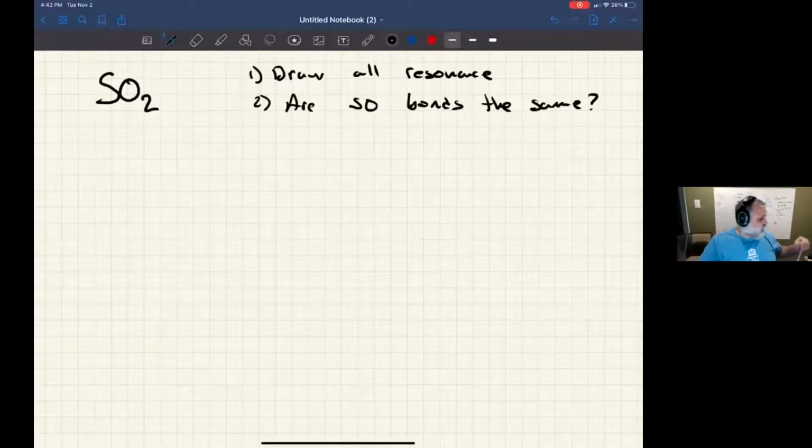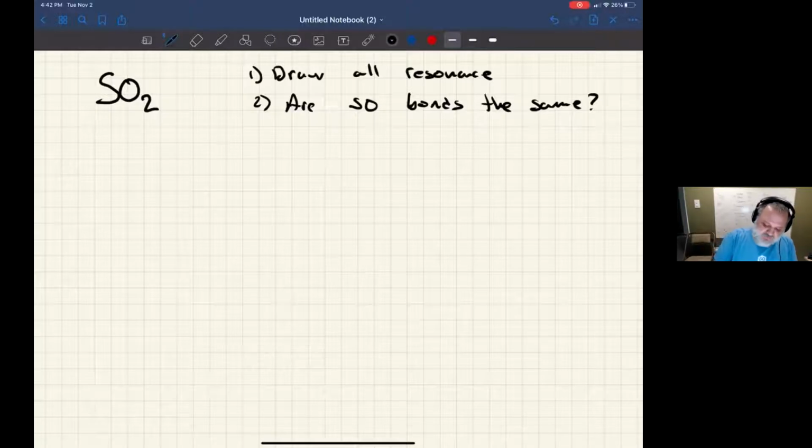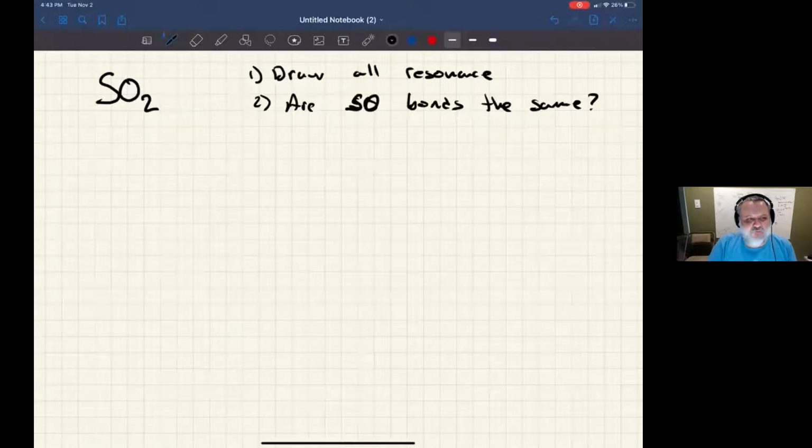All right, so here's a question. Let's take a look at SO2, and it gives us a heads up that this molecule exists in a resonance structure. So what that means is we expect that when we draw the Lewis structure, we'll see two or more equivalent choices for the Lewis structure. It wants us to draw all the resonance structures, and then it asks us, are all of the SO bonds the same? And it asks us to explain it.